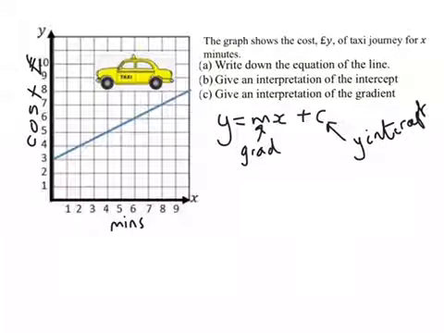Well, I can see where it crosses the y-axis. It crosses the y-axis just there. So that must mean that my y-intercept is 3. Well, that's easy enough, plus 3. But I need my gradient.